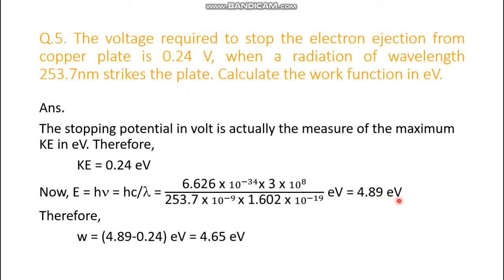So you have already had the energy of the light, and you have already had the kinetic energy. The difference of these two is actually the work function. So work function is 4.89 minus 0.24 in electron volt unit. So this is 4.65 electron volt.